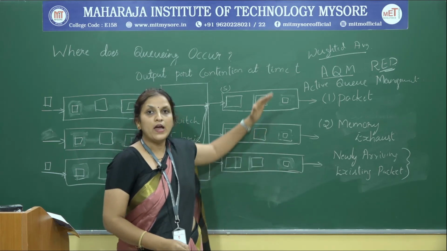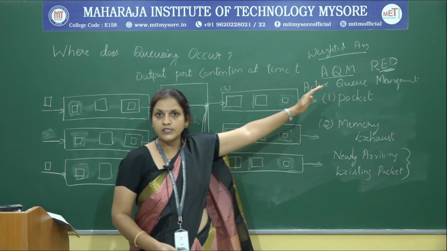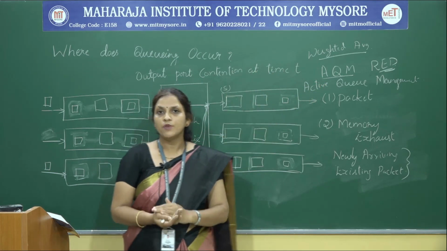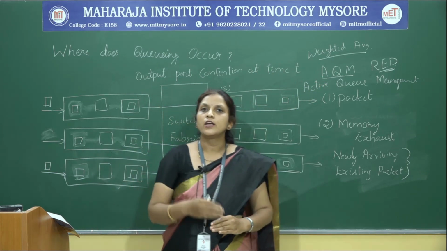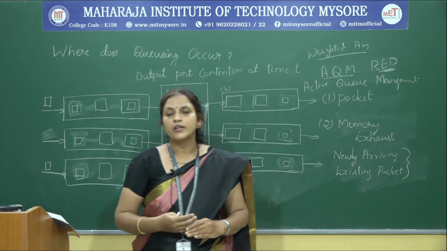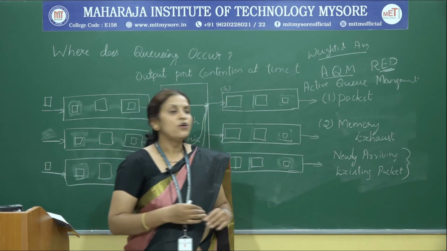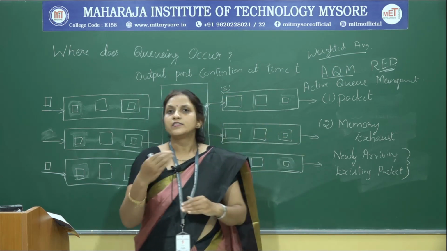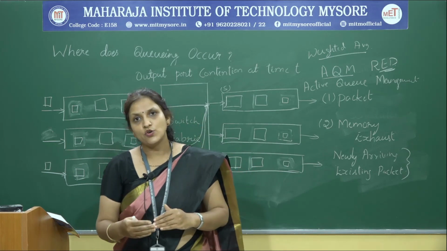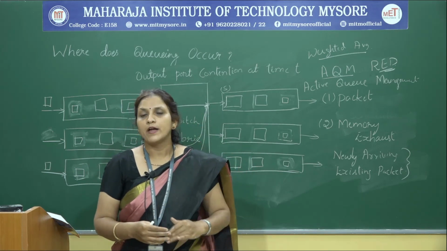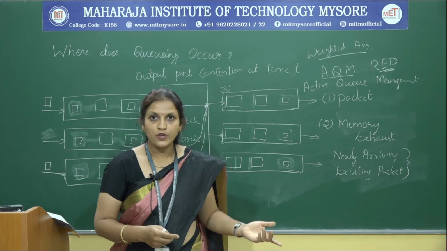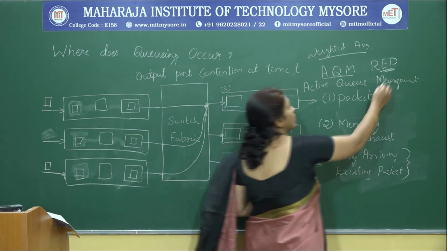Okay, if the value of this weighted average is lesser than the minimum threshold, then a newly arriving packet will be allowed to get into the queue. If the value of this weighted average exceeds the maximum threshold, then the newly arriving packets will be discarded. Okay, that is how RED works.